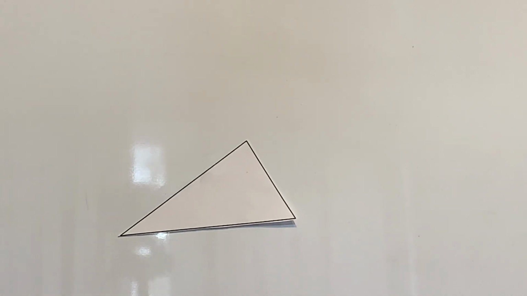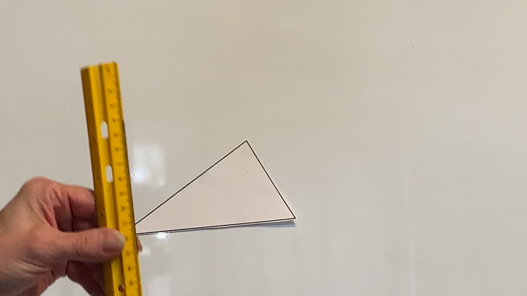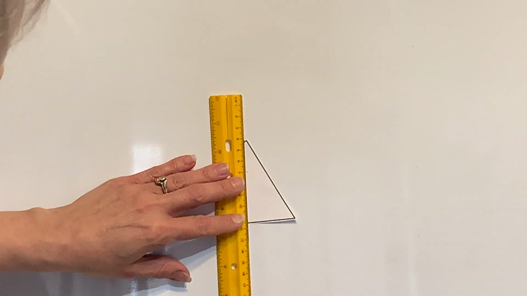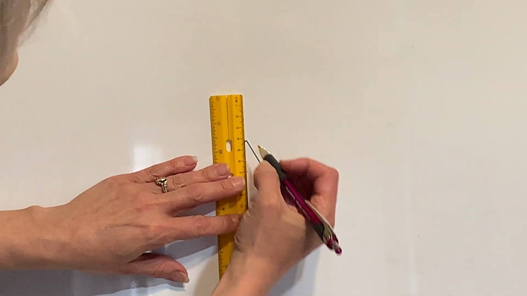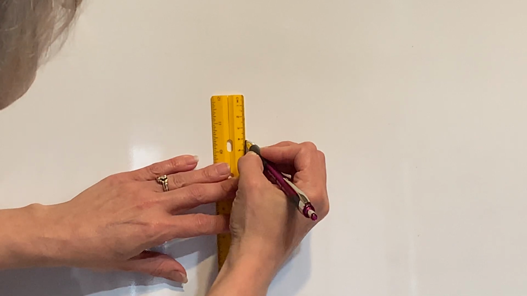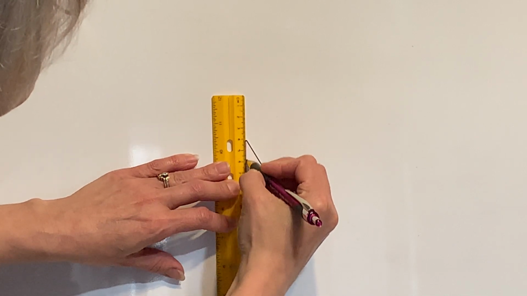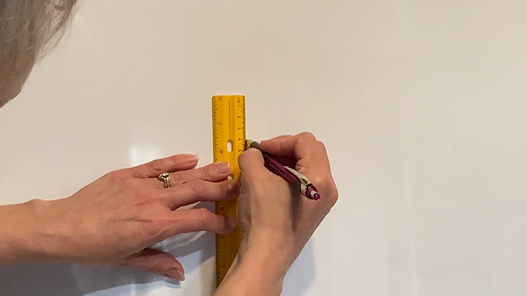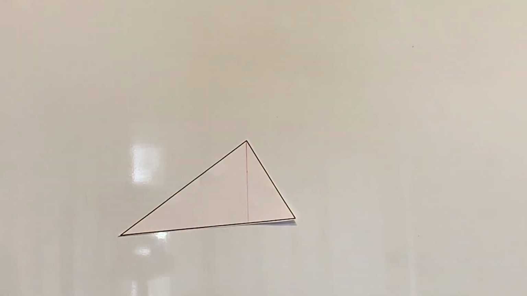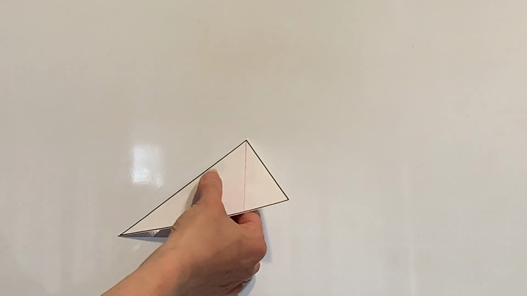All right, so I know that I'm going to have to create a perpendicular line to the base. So again, I'm going to get my straight edge, my ruler, and I'm going to create a line from the vertex to the base. All right, so now I have my altitude or my height.